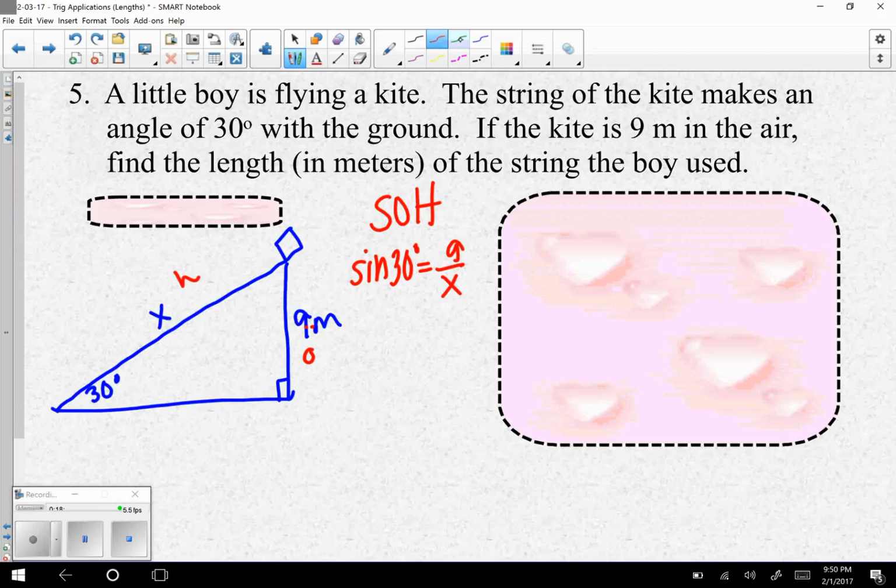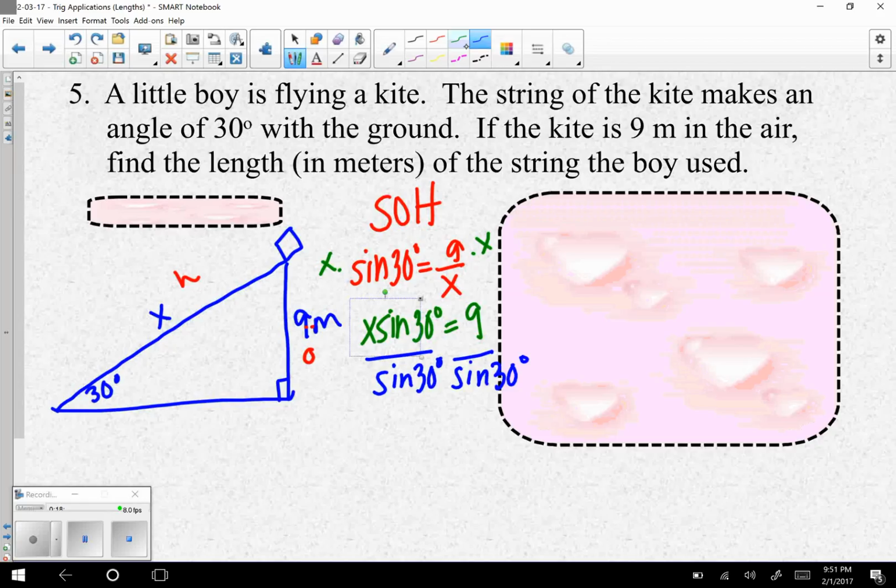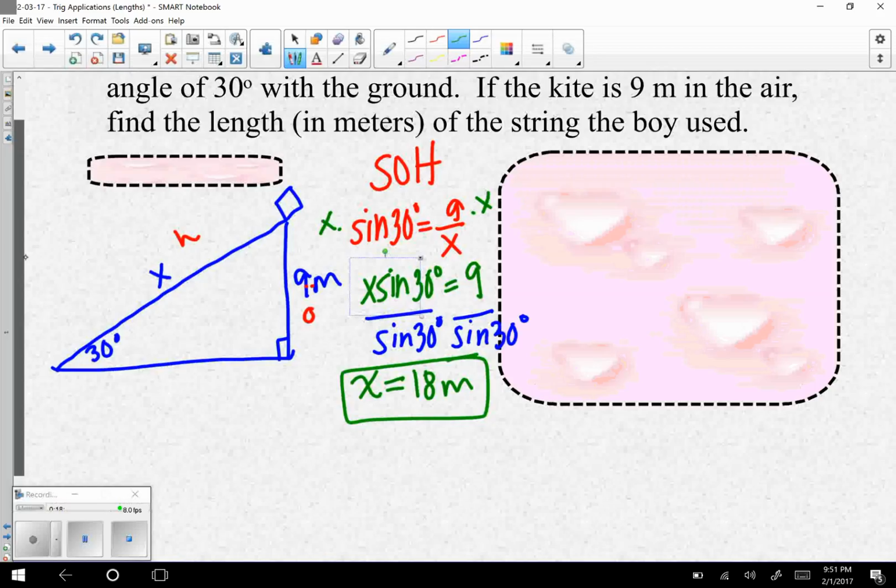So we would multiply both sides by x. We get x times sine of 30 degrees equals 9. Then divide by sine of 30 degrees. You plug that straight in, and you should end up getting that x is 18 meters when you plug 9 divided by sine of 30 degrees into your calculator.